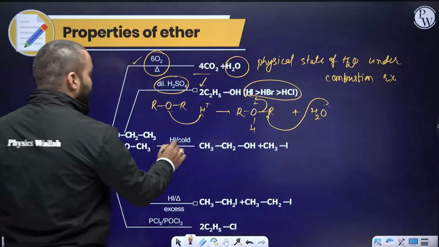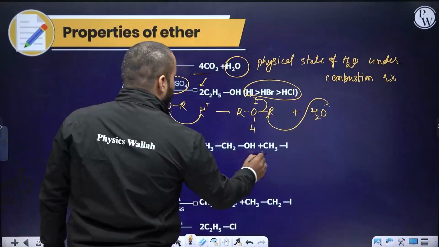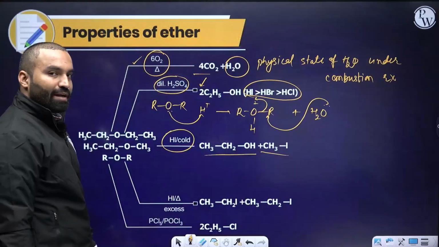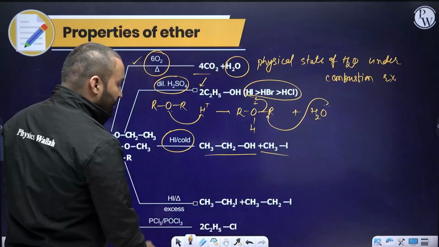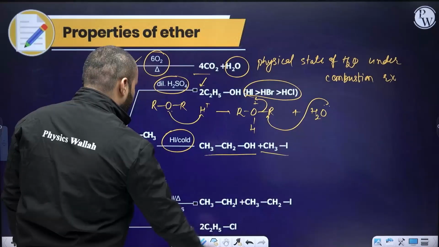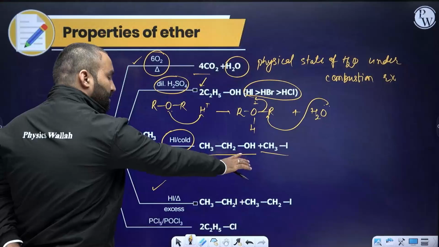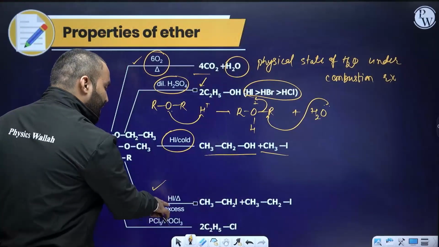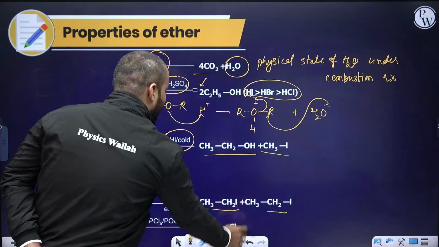Now, if you use HI under cold condition, then you obtain the alkyl halide and alcohol. You do not get 2 kinds of alcohols here. Remember, this is very important. This reaction we will also study: HI under cold condition gives these products, while HI under heating, under excess condition, gives these 2 alkyl halide compounds.